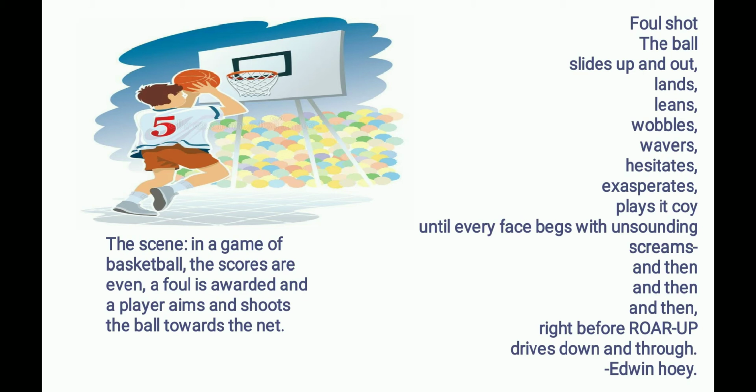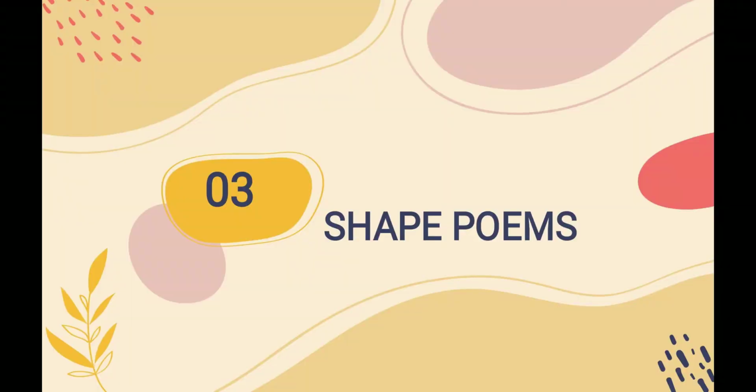So with these examples, we understand how punctuation is used by poets in order to give expression and to create an environment along with their writing for the readers. Moving on to the next subtopic, shape poems. What are shape poems? Words and poems can be written in the form of a shape or picture. A shape poem is a poem that is shaped like the thing it describes.